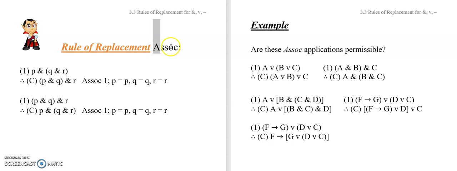We were focused on the rule assoc, which I still have up here, and remember, it goes both directions. You can shift the parentheses left and you can shift them right, and you can do it for ors as well as for ands, okay?